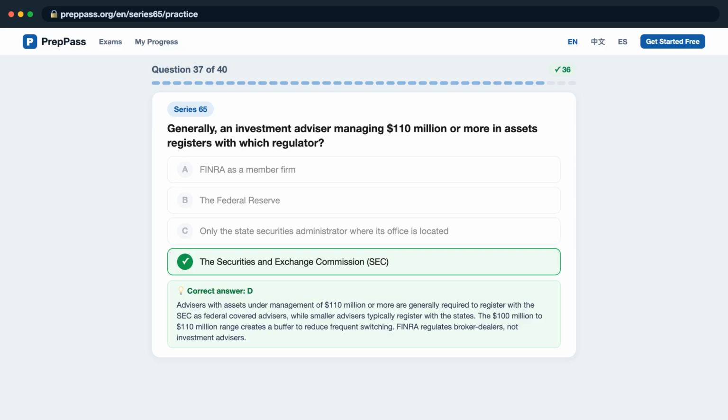The correct answer is D. Advisors with assets under management of $110 million or more are generally required to register with the SEC as federal covered advisors, while smaller advisors typically register with the states. The $100 million to $110 million range creates a buffer to reduce frequent switching. FINRA regulates broker-dealers, not investment advisors.